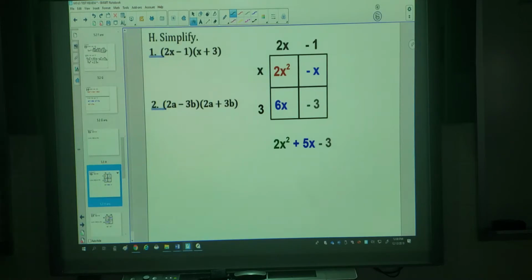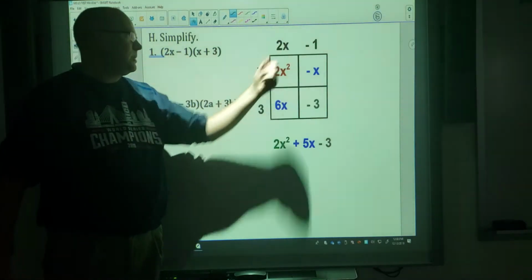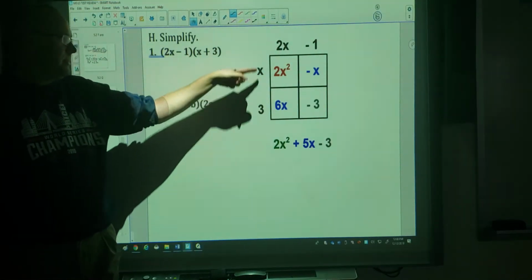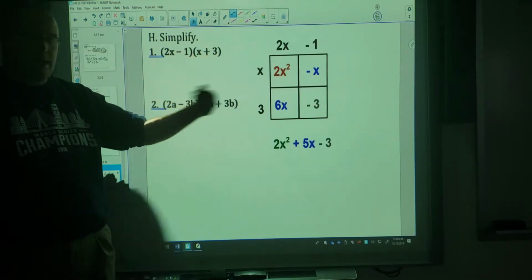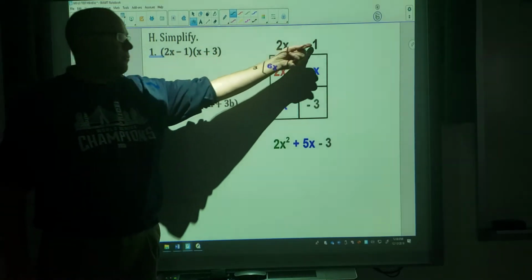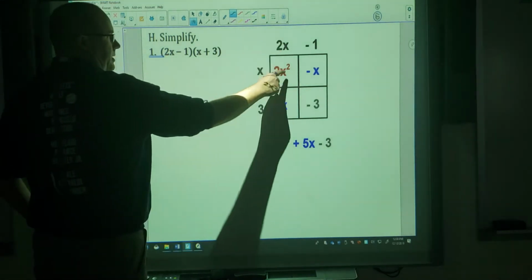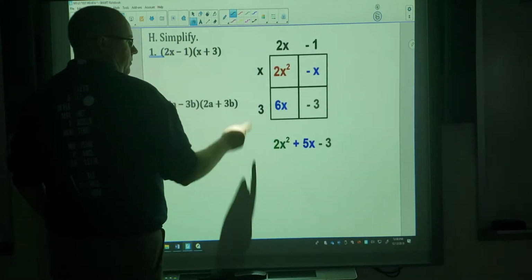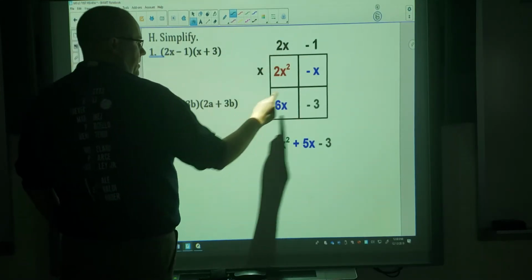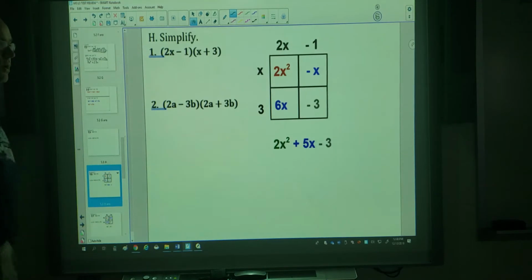And this is the one where we draw the grid. We write the first term across the top, and then we write the second term down the side. If it's a positive 3, I'm just going to write 3. But if it says negative 1, I am going to put the negative 1 in there. Now we are going to multiply monomials to fill in these answers though. X times 2x, x times negative 1, 3 times 2x, and 3 times negative 1.